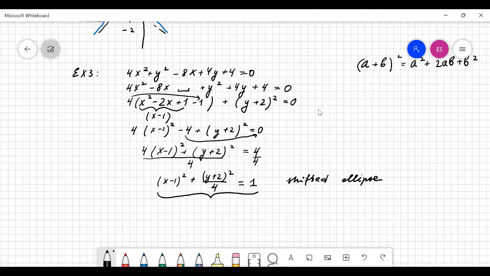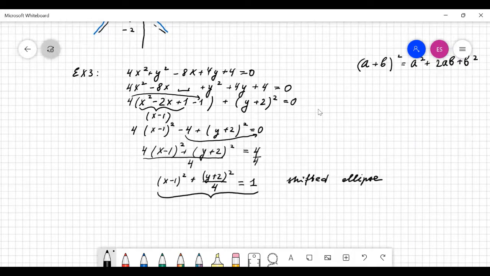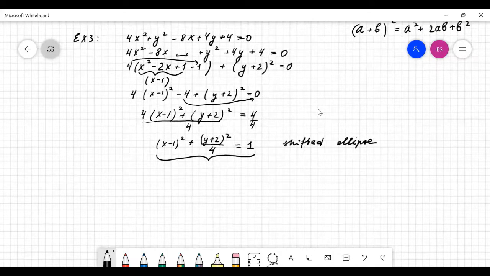Basically, that's all about hyperbolas. And I just want to maybe talk a little bit about the reflection property of ellipses and hyperbolas. Reflection properties of ellipses and hyperbolas, a little bit of physics.